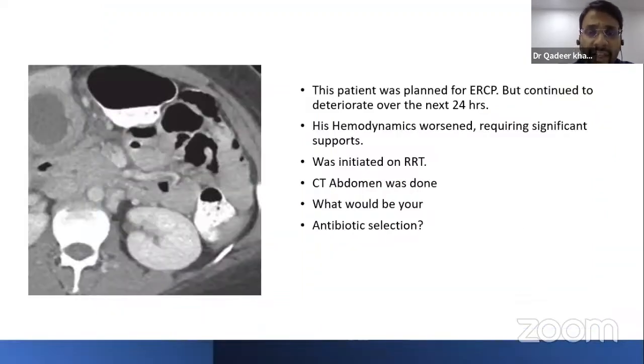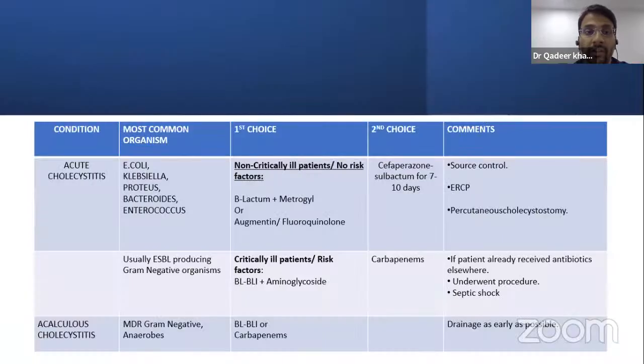This was a CT finding, and the patient was planned for ERCP, but he continued to deteriorate in the next 24 hours. His hemodynamics worsened, requiring significant vasopressor support, and he was initiated on renal replacement therapy. A CT abdomen was done, and the patient has deteriorated from the initial presentation over the next 2 days. So the choice of antibiotic will depend on the clinical condition of this patient. So we divide into patients who are non-critically ill without risk factors and critically ill patients with multiple risk factors.